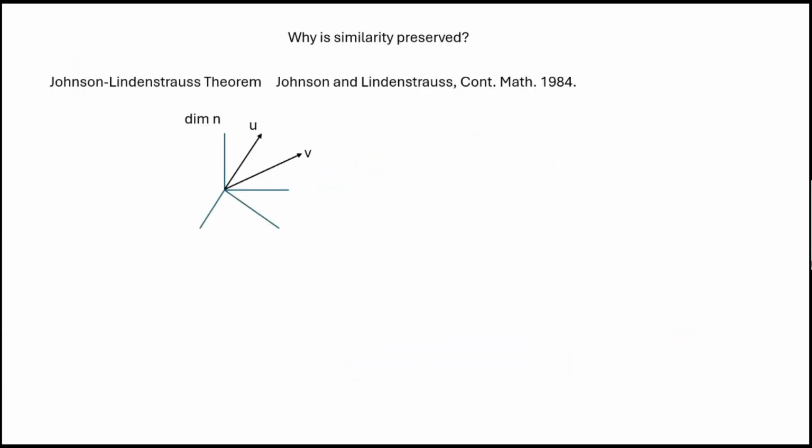Okay, so the reason that this works is described in a mathematical theorem from the 80s. And these guys, Johnson and Lindenstrauss, asked themselves the following question. Imagine I have some data in very high dimensional space, so the dimension n, where n is very large. And I look at a data pair, 2 data points, u and v, and I just calculate the Euclidean distance between them here.